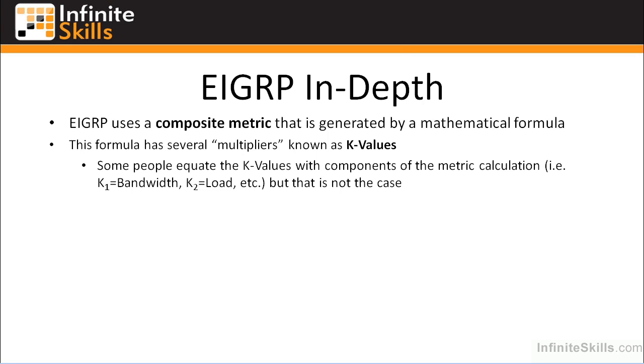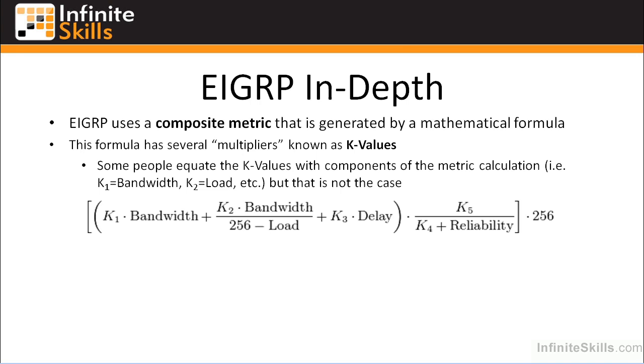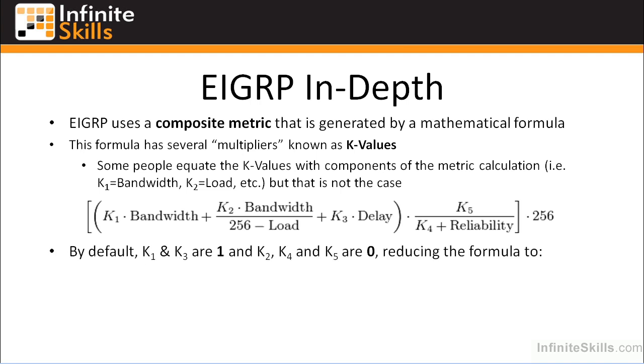And speaking of the formula, here is that formula, and that's a pretty complex formula when you first look at it. However, it's simplified by the fact that the defaults for k1 and k3 are 1, and k2, k4, and k5 are 0. So that cuts out a lot of the formula, and it basically reduces the formula to this: 256 times 10 to the 7th divided by the minimum bandwidth across the path to the subnet, plus the sum of all the delays divided by 10. Your teacher always told you to study math, and now you're having to use it.